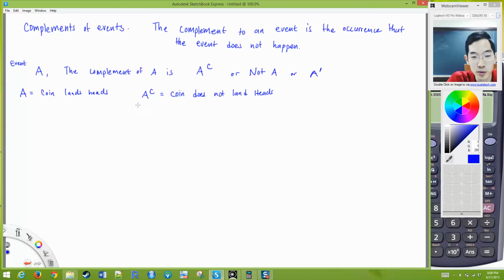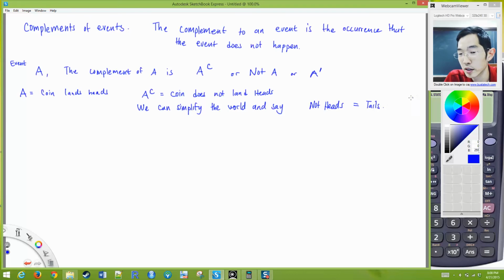And if those things don't happen, if it lands on its side, we just have to ignore that outcome. Pretend that it didn't happen. Okay? So we can simplify the world and say not heads is equal to tails. Okay? But that may not necessarily be the case, right? We often do this for things like sex and gender, right?